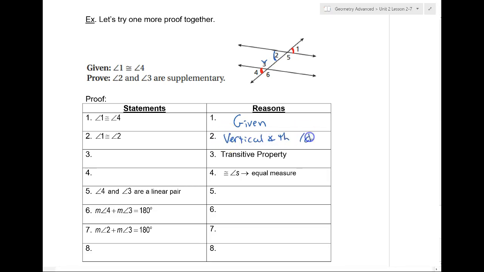And if you need to say from diagram so you know where you got the given, great. But the vertical angle theorem says that they're congruent. Now guys, look at steps 1 and 2. Can I combine them? How can I combine them? Yeah, angle 2 is congruent to angle 4. That's the transitive property. Now, here's where most of us would get stuck, but this is why it's nice.